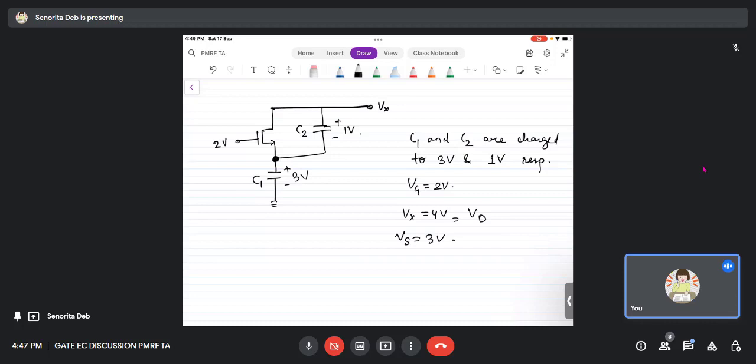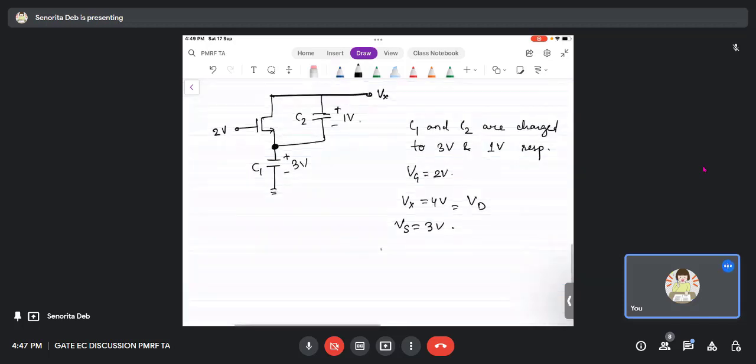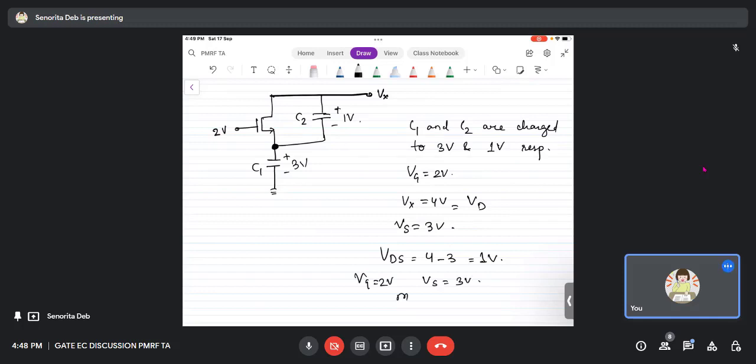Okay. So now what will be Vx? The question can be what is the steady state value of Vx, or the final value of Vx, like that they can ask. So what is happening with Vds? 4 minus 3, 1 volt, and Vg is 2 volts and Vs is 3 volts. That means the MOSFET is off.